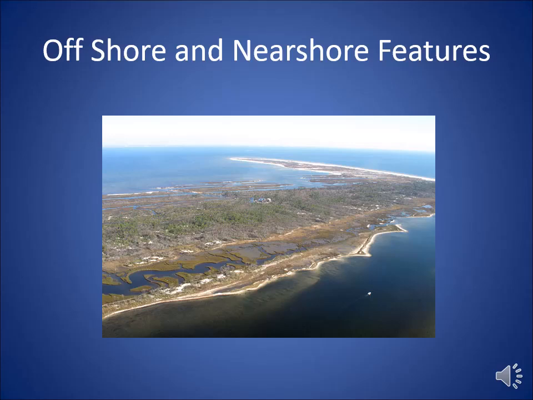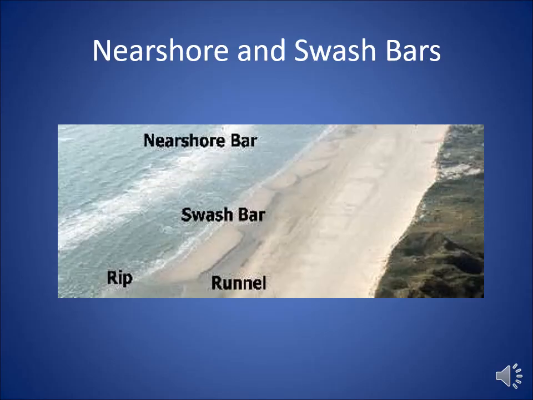So if we take a look at the offshore and the near shore features of barriers, and go to the next slide, you can see that in most cases, you can see the near shore bar here that's separated by a trough from the beach. This is taken at low tide. And so when the near shore bar becomes part of the beach, we call it a swash bar. And it's separated from the beach by a channel called a runnel, and there's a channel called a rip. At low tide, these bars are exposed.